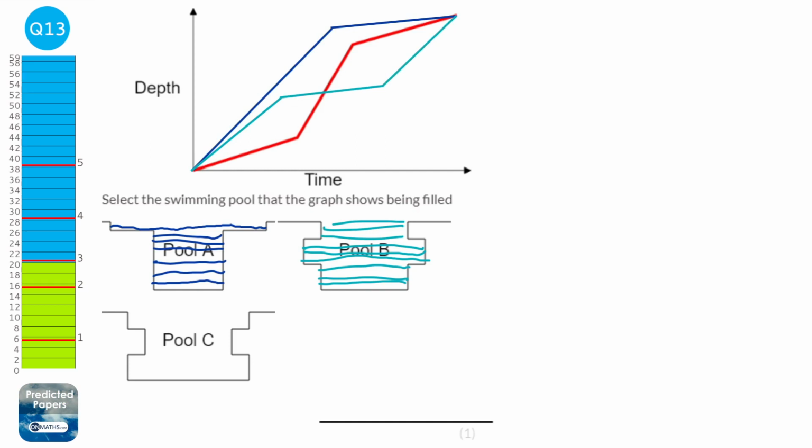really describe that either. Pool C, however, we can see it goes slowly at the start, and then because it's thin it will go quicker, so nice and quickly, and then it will go slowly again. Well, that is a perfect description of the graph that we're given. So the graph we're given is definitely going to be for pool C.